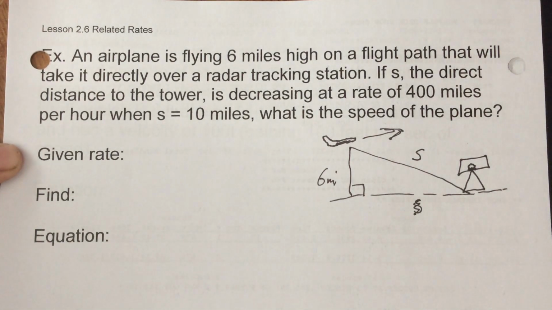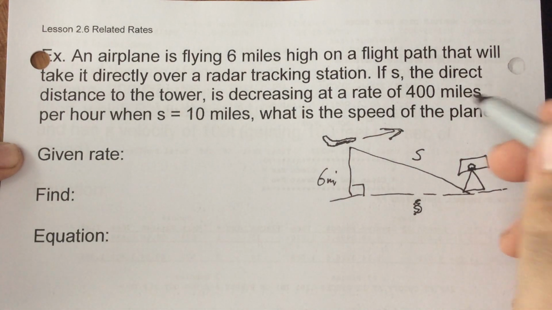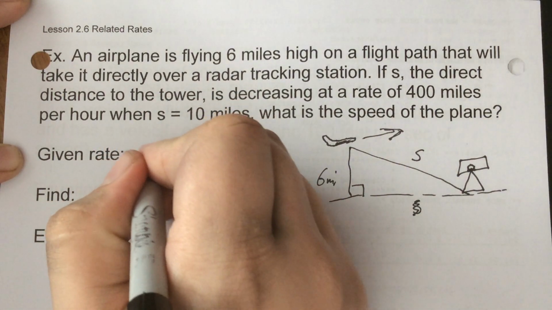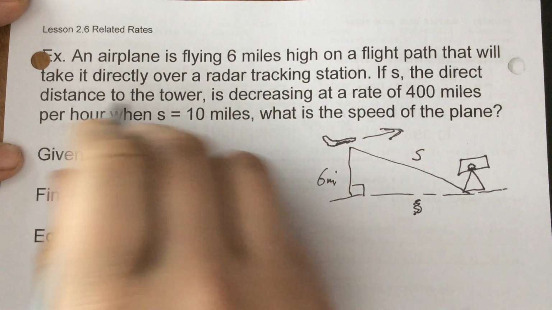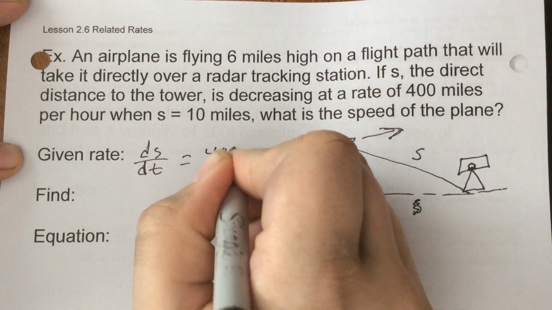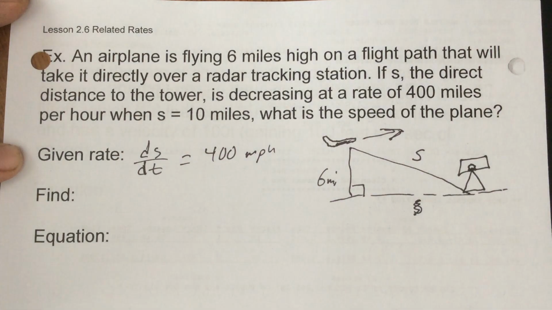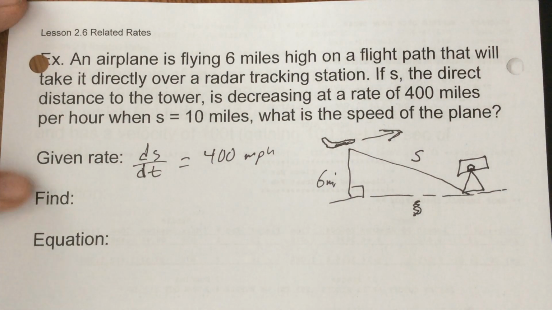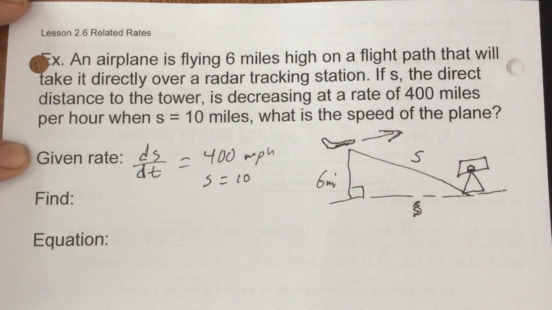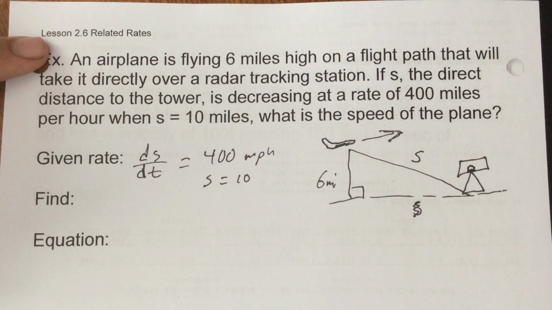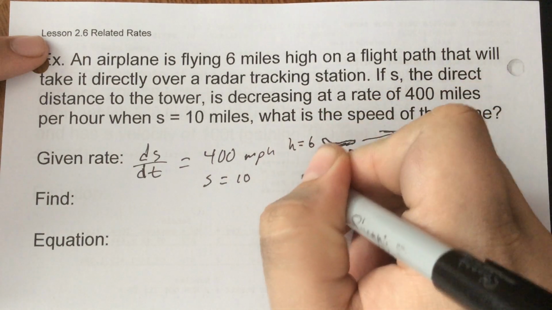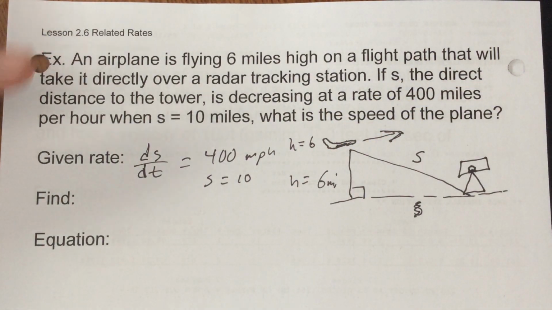So, start with your given rate. Given rate, it says, is it's decreasing at a rate of 400 miles per hour. So, that change in direct distance, so ds over dt, is the 400 miles per hour. We're also given that s is going to be 10. And we also know we're 6 miles high, so our h is going to be 6. We're going to make that our h.